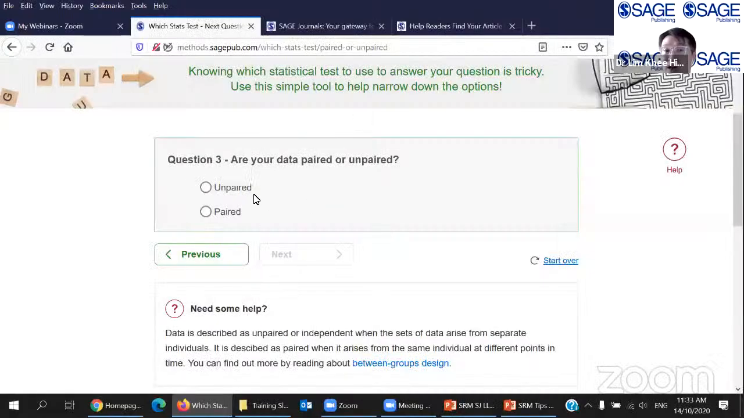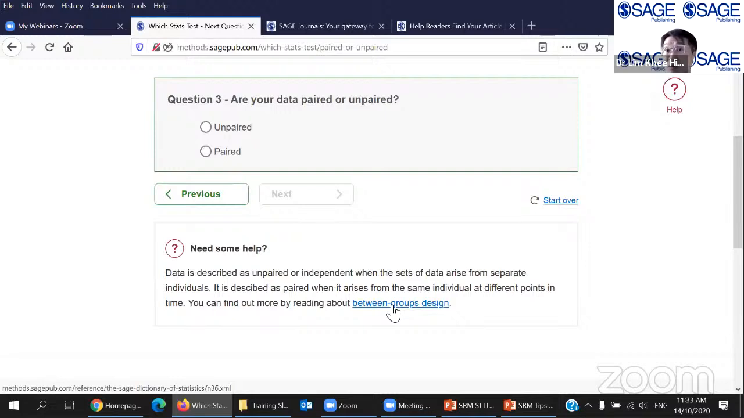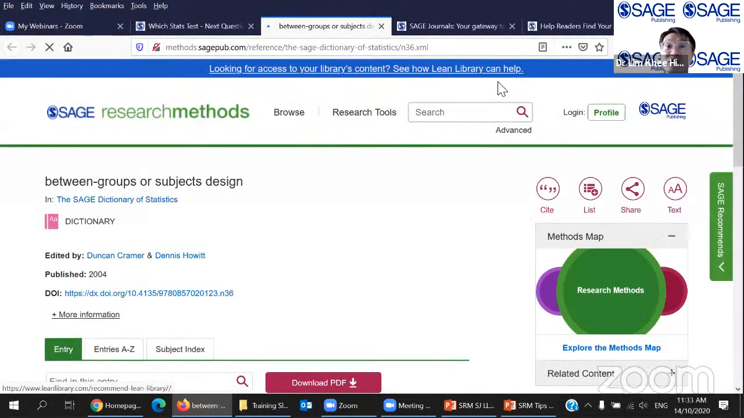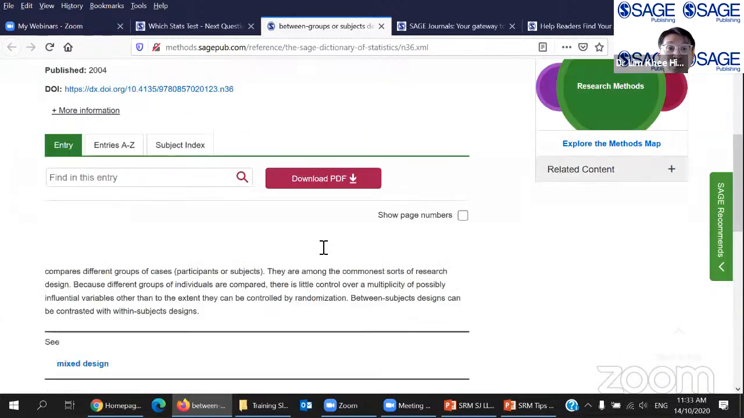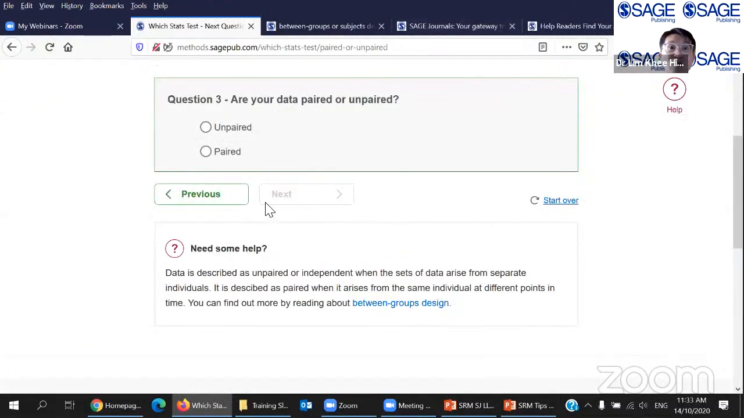What exactly they are trying to ask you, what you mean by pair and unpair, then you can just click on this helps here, whereby we will open up another SRM information here to actually help you to identify. Here are the helps, so you can understand the differences between a pair versus the unpair.